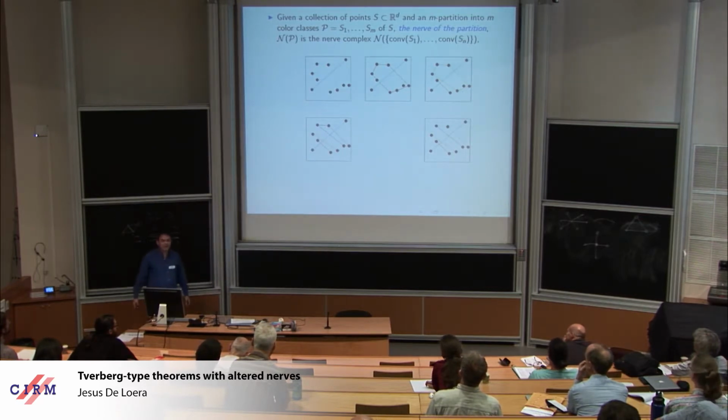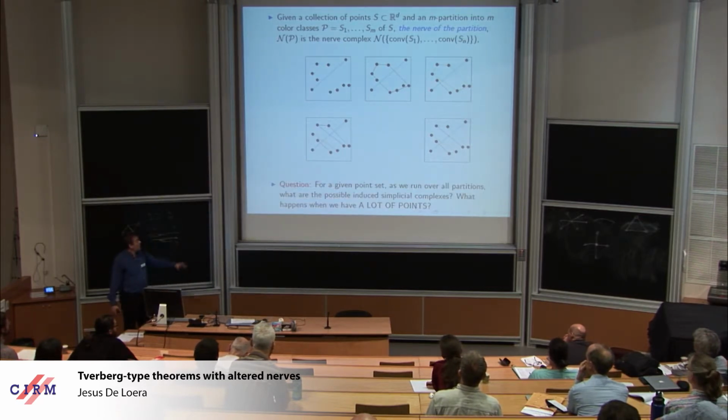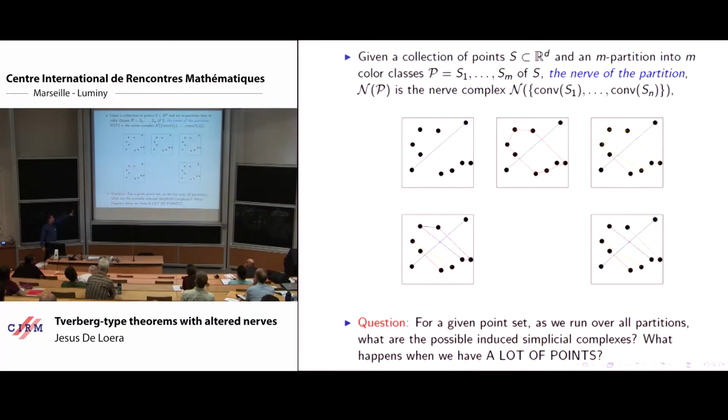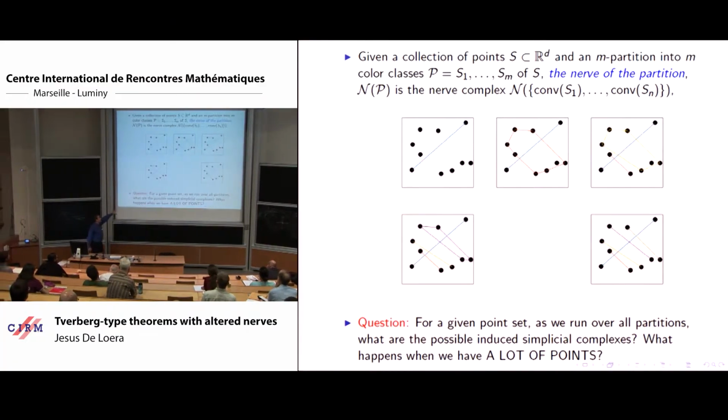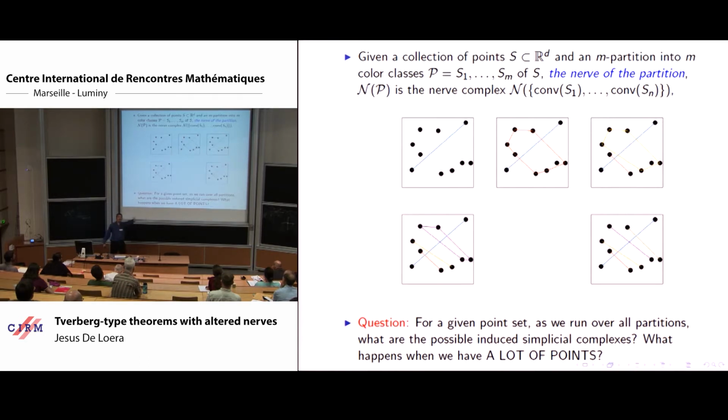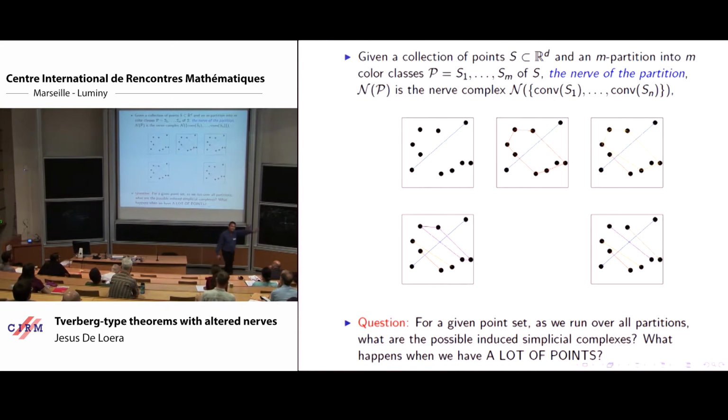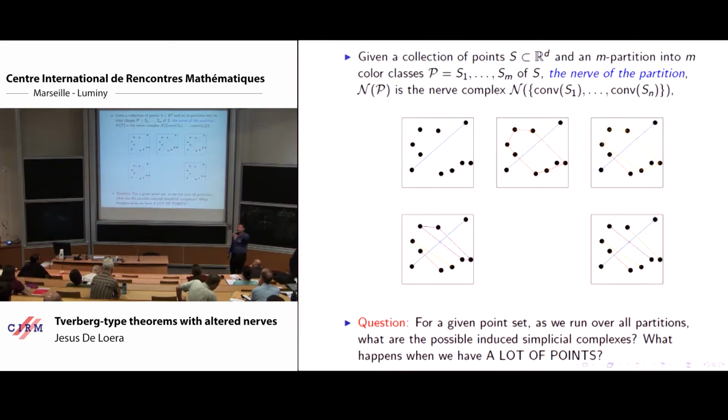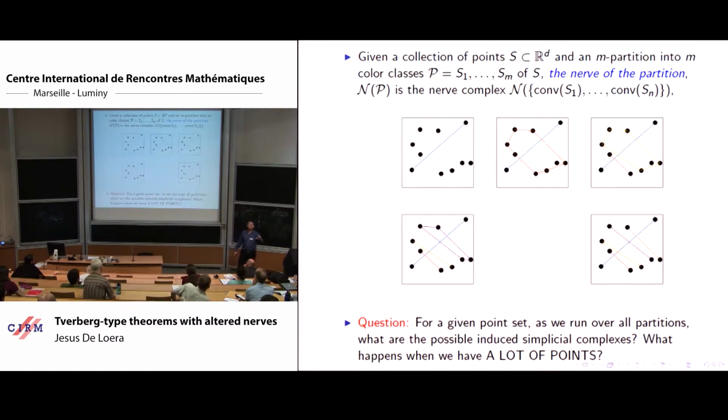All right. So that's essentially my question here. I give you a set of points, and I let all possible partitions run. What simplicial complexes can I get as I let the different partitions run over my set of points? And I'm particularly interested in the situation when I have a lot of points. Because as you saw in Tverberg's theorem, when I have a lot of points, good things happen.